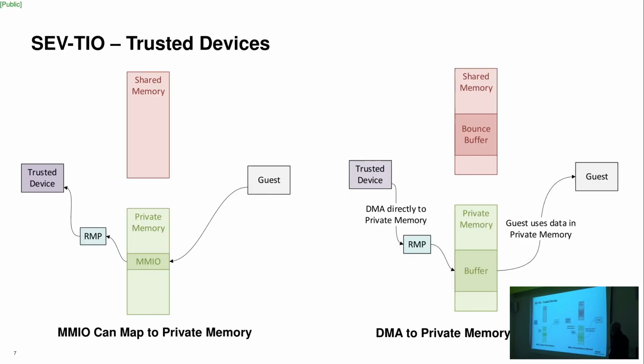So now we have MMIO. The guest can now, through our TIO interfaces, allow for MMIO to be mapped into private memory, and the RMP will allow that. Similarly, the IOMMU will allow DMA to private memory as long as the ASP has marked that device as trusted for that particular guest.